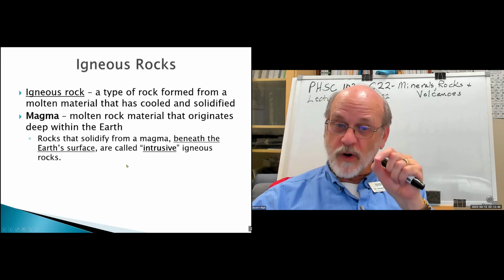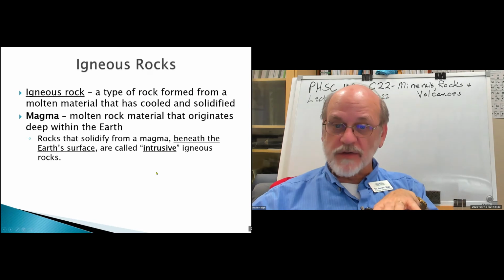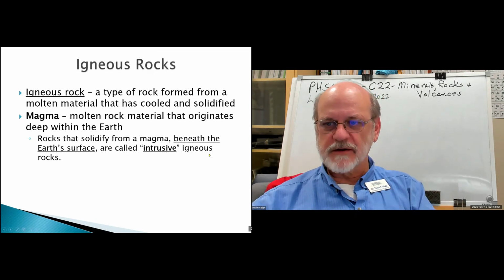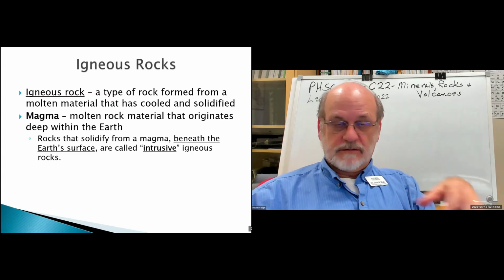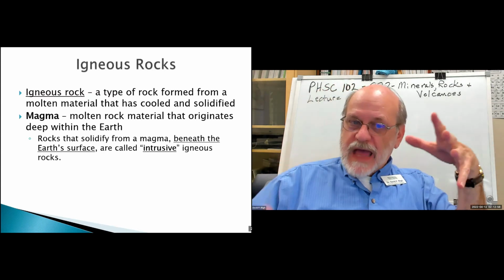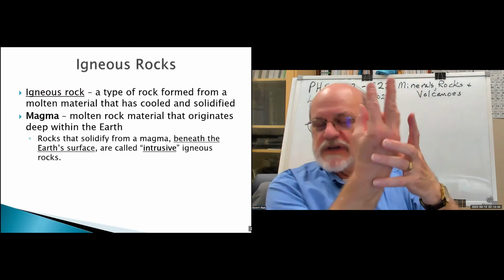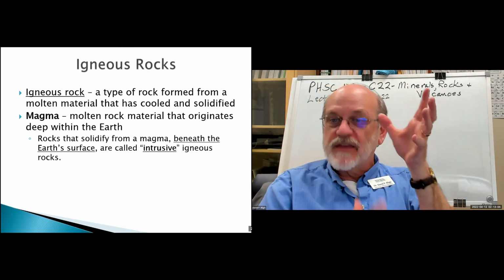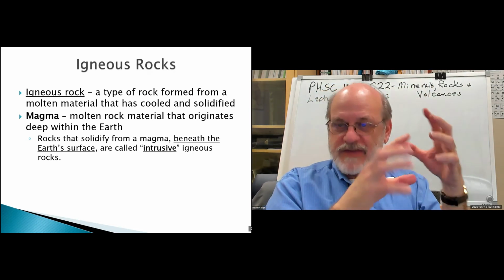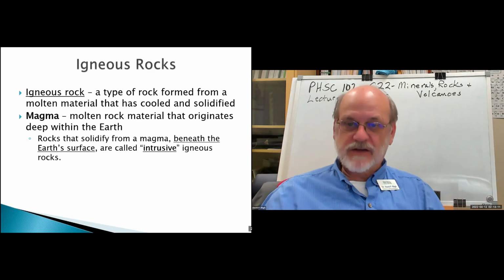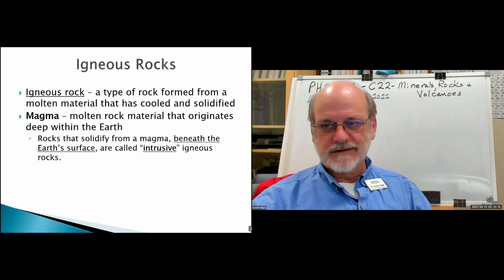When the rock forms beneath the Earth's surface, we call these intrusive igneous rocks, usually because there are surrounding structures in the crust or parts of the mantle, and the magma is pushed up. It intrudes into the surrounding material, and then it stops and cools and solidifies into that igneous rock. So it's intruding on surrounding forms.